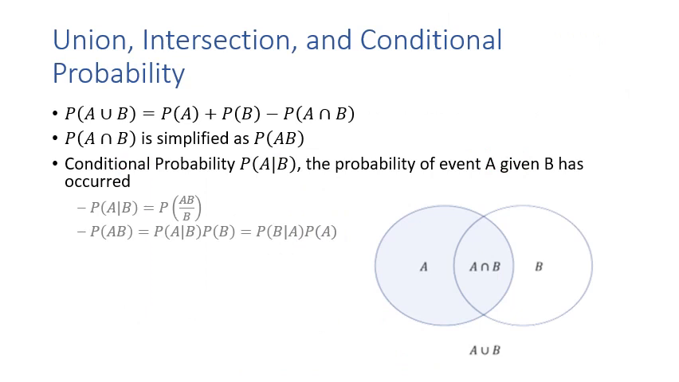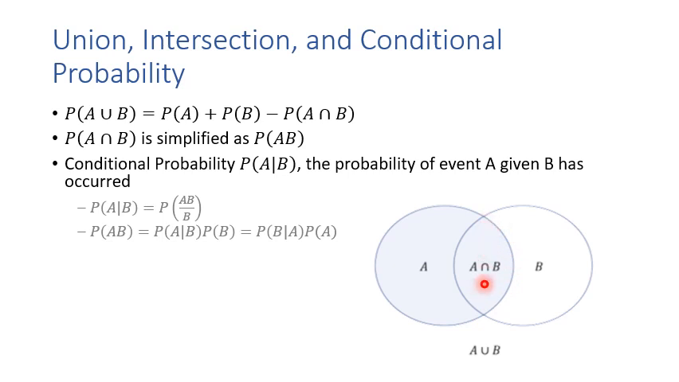Now let's look at set theory and the probability. Set theory is usually explained using this picture. This is called the Venn diagram. Suppose we have set A, this circle represents set A, and this circle represents set B. Set A and set B have an intersection area.